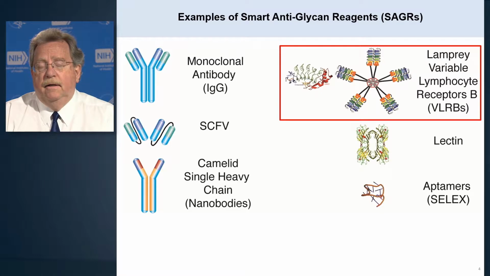The image depicts 6 different smart anti-glycan reagents, including monoclonal antibodies, IgGs, which are shaped as a Y; single-chain fragments of these antibodies, which are missing the bottom half; camelid single heavy chain antibodies, which are similar in structure and look like a Y as well; Lamprey variable lymphocyte receptor Bs, which have a pentagon shape; lectins; and aptamers. You could have a small version of that that's called a single chain fragment, FV.